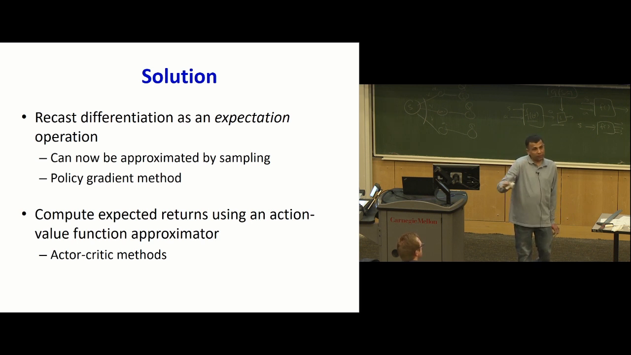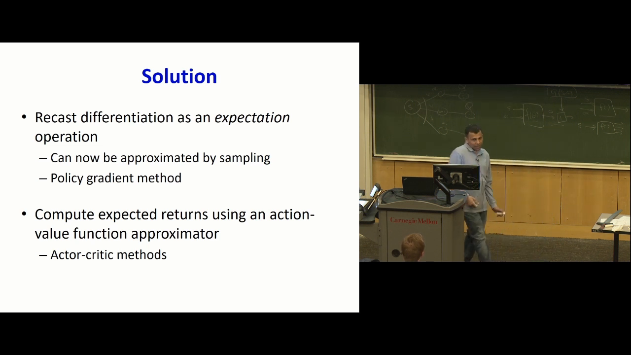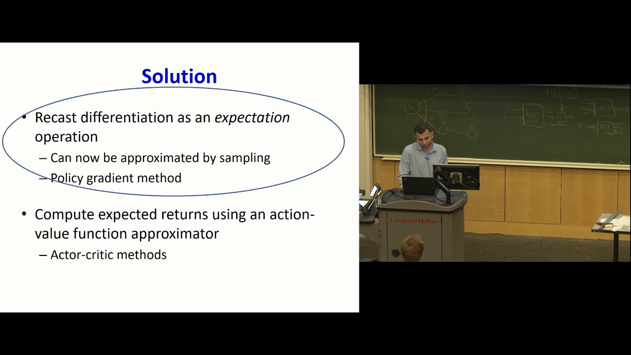And we'll estimate it using a different function, right? So this gives rise to two different classes of solutions. The first one is the simple policy gradient method. The second is what we will call actor-critic methods. And we'll see how that works. Let's look at policy gradient methods as a first cut.